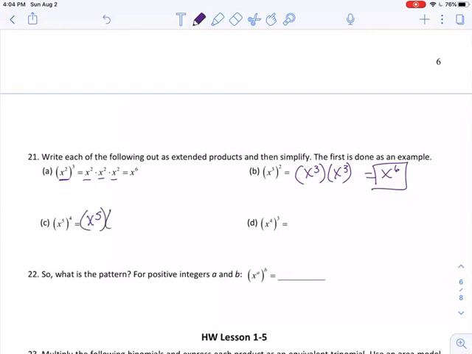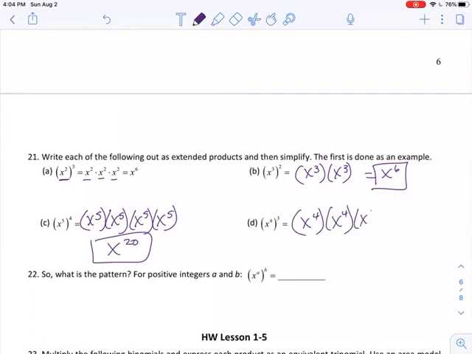x to the 5th to the 4th means you're taking x to the 5th and you're going to multiply it by itself 4 times. When I'm multiplying, I add the exponents: 5, 10, 15, 20. And x to the 4th to the third power means I'm taking x to the 4th and I'm going to multiply it by itself 3 times. When I'm multiplying, I add the exponents. 4 plus 4 is 8 plus 4 is 12.